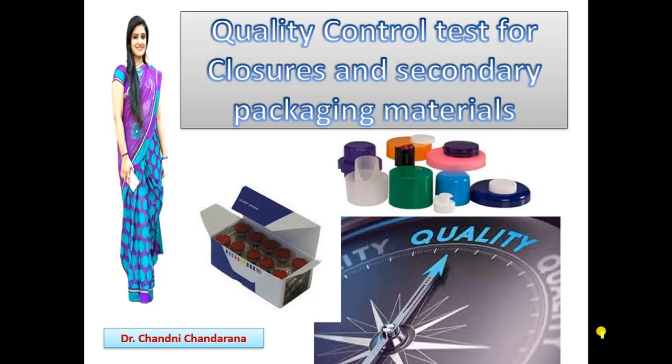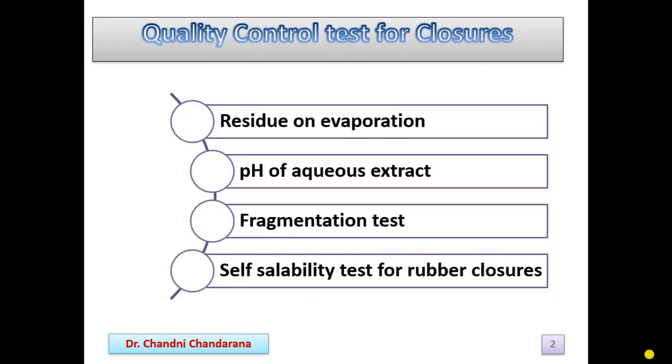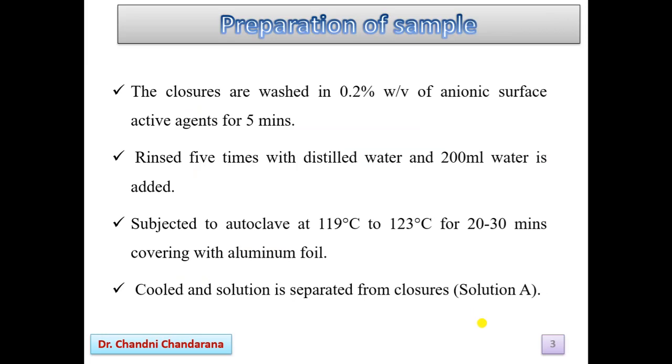So first of all, we will see the quality control tests for closures. There are four particular tests for closures. First is the residue on evaporation. Second is the pH of aqueous extract. Third is the fragmentation test, and fourth is the self-sealability test for rubber closures. Now we will see the tests turn by turn.